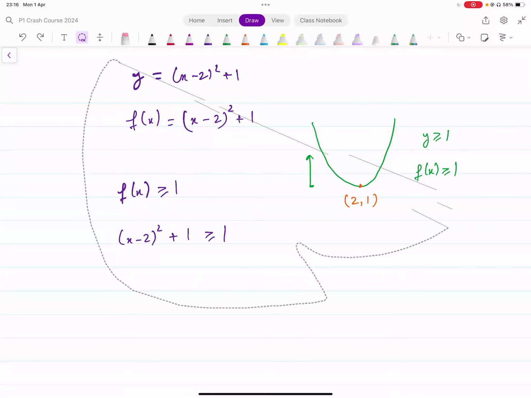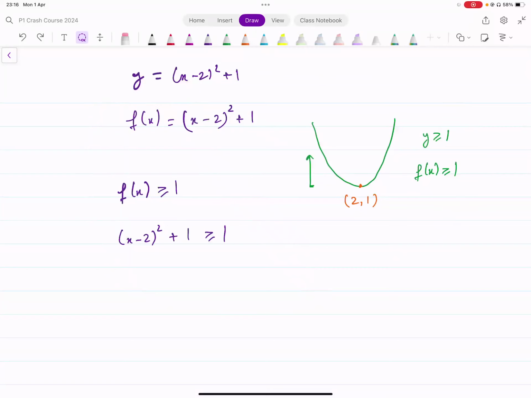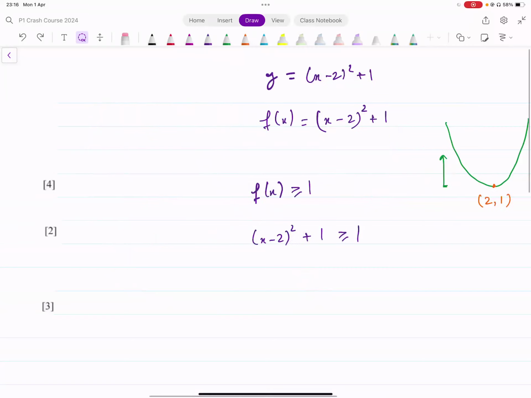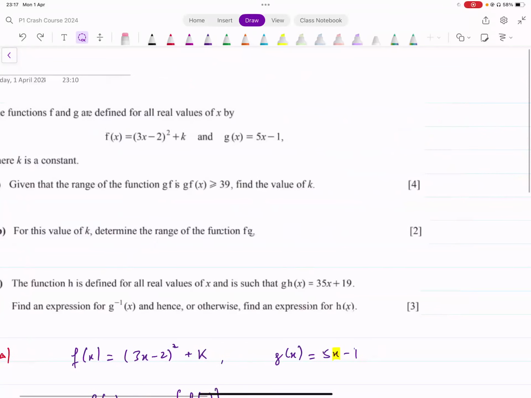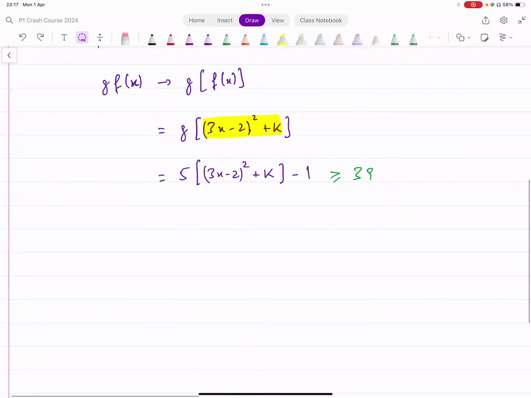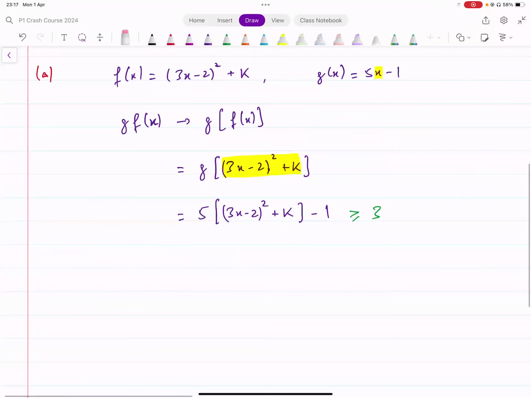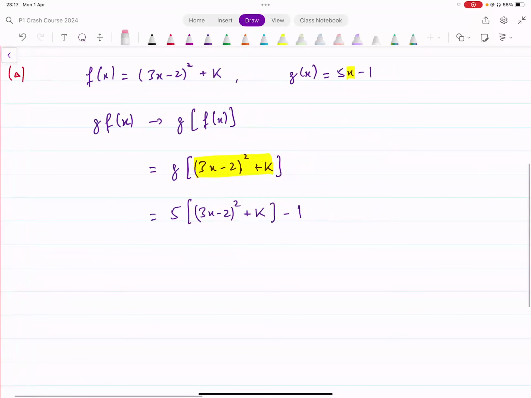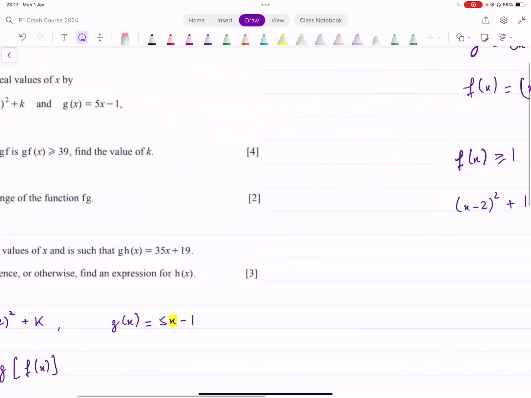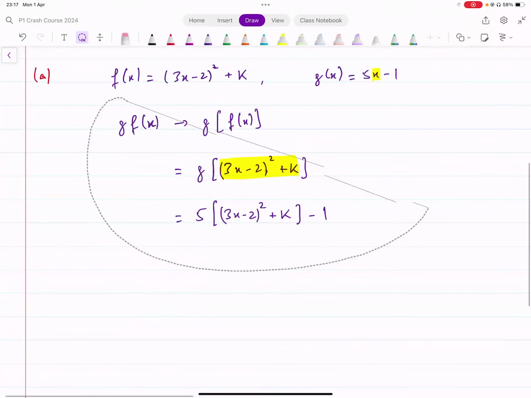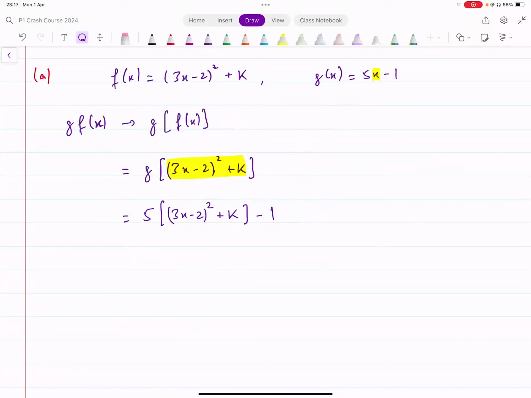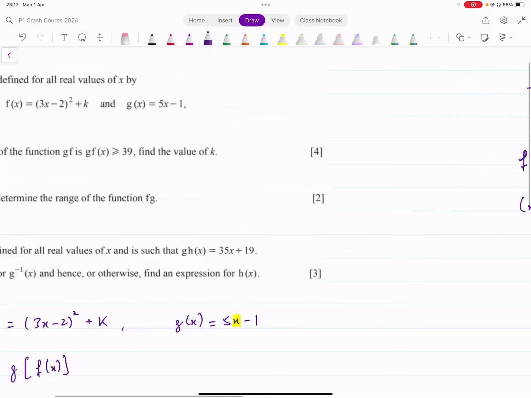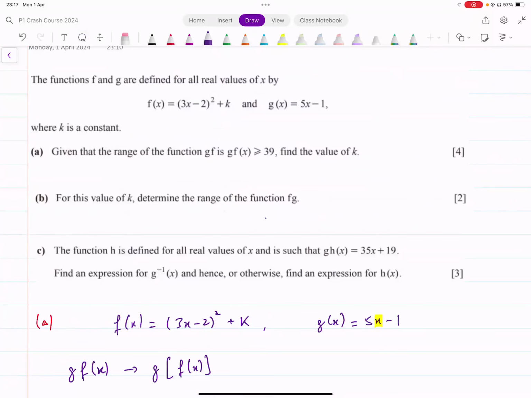Okay, now, in fact, it'll probably make it easier to think of it this way. So let's get back to this. They're saying that the range of this quadratic function is greater than or equal to 39. It's not 39, it's greater than or equal to 39.